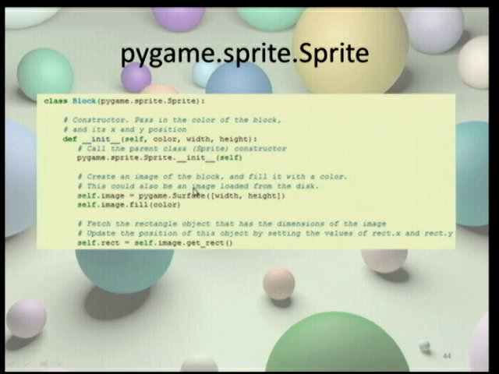It's a surface, so you can do anything with it that you can with surfaces, like an image or a solid color. self.rect is the rect that the sprite uses to collide and stuff, and that is presumably the same size as the image, so you'll use self.image.get_rect to make the rect.